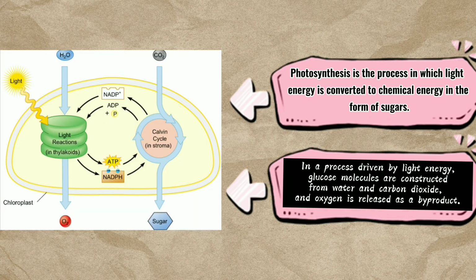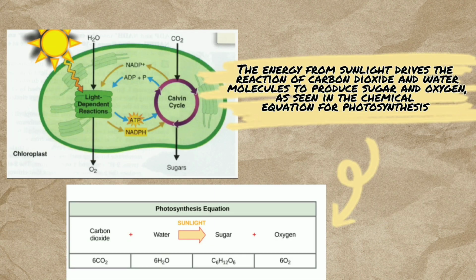Photosynthesis is the process in which light energy is converted to chemical energy in the form of sugars. In a process driven by light energy, glucose molecules are constructed from water and carbon dioxide, and oxygen is released as a byproduct. The energy from the sunlight drives the reaction of carbon dioxide and water molecules to provide sugar and oxygen, as seen in the chemical equation for photosynthesis.